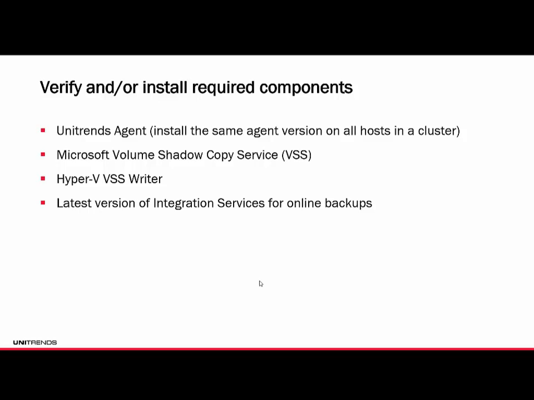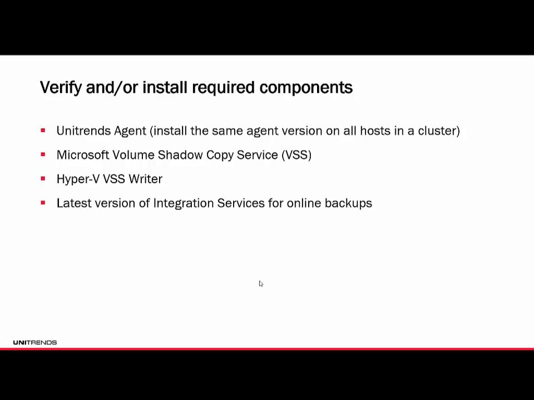You also must make sure you have Microsoft Volume Shadow Copy Service, VSS, turned on. We utilize VSS through the agent to snapshot those virtual machines at the disk level through Hyper-V. That's why it also needs the Hyper-V VSS writer. Those two work in tandem together. You also need to make sure you have the latest version of integration services for online backups as well.